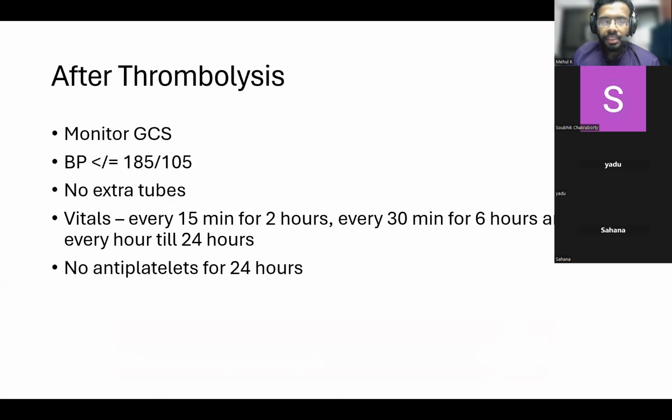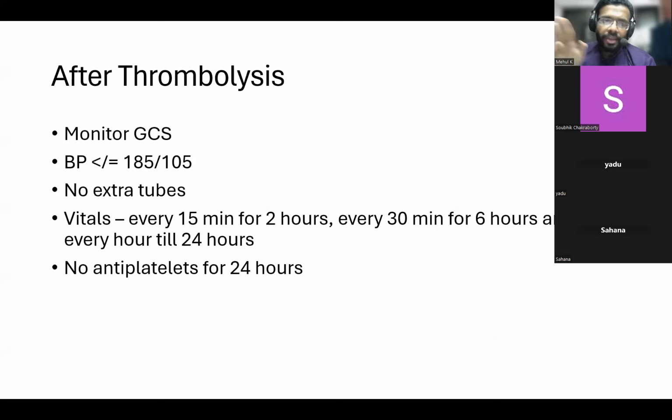And these things you can go through. So after thrombolysis, how do you manage? So BP cutoff, I already told you. You will not give any antiplatelets in the 24 hours after thrombolysis. Makes sense? No extra tubes, no NG tube, no Ryle tube, no unnecessary tube for the patient, because that will just lead to bleeding. So no.